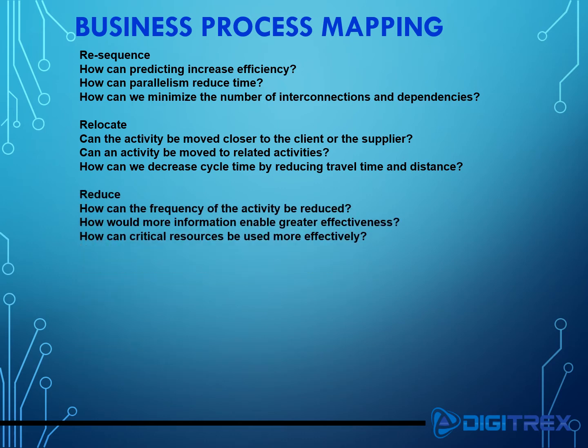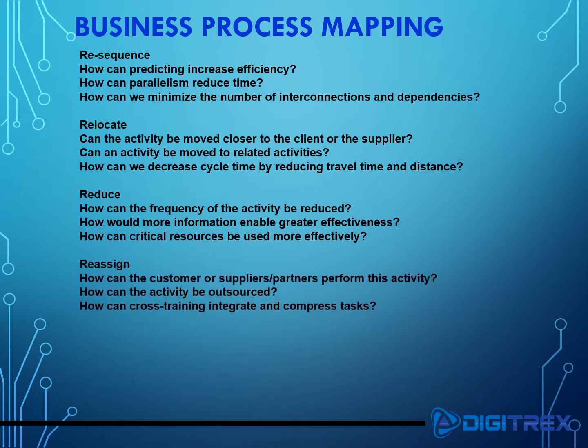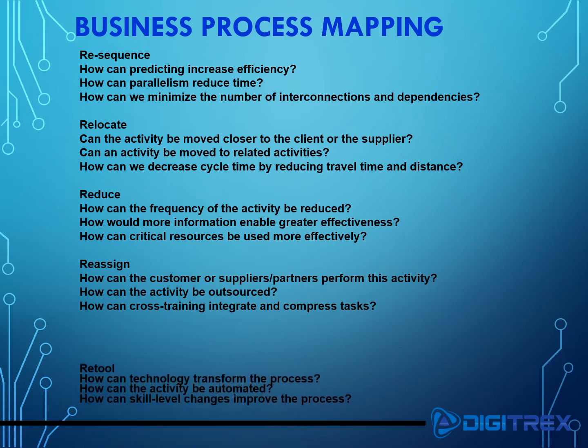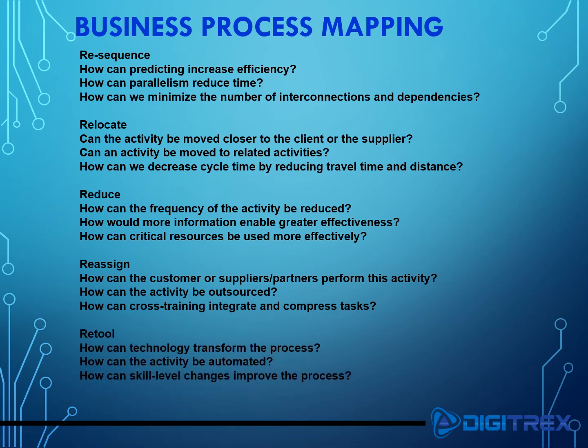Reduce. How can the frequency of the activity be reduced? How would more information enable greater effectiveness? How can critical resources be used more effectively? Reassign. How can the customer, suppliers, or partners perform this activity? How can the activity be outsourced? How can cross-training integrate and compress tasks? Retool. How can technology transform the process? How can the activity be automated? How can skill level changes improve the process?